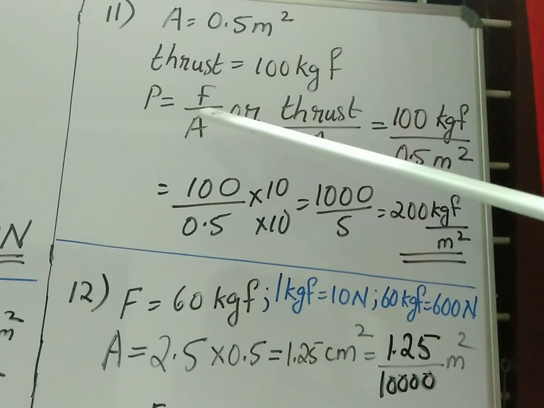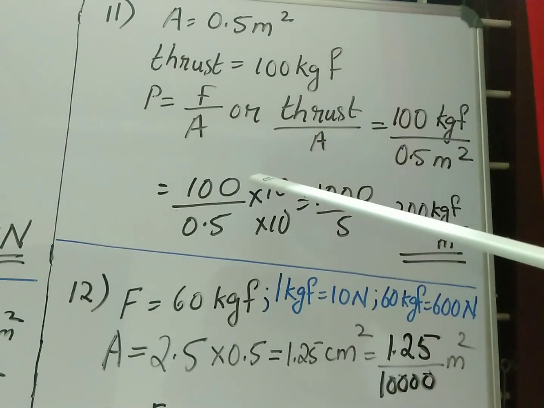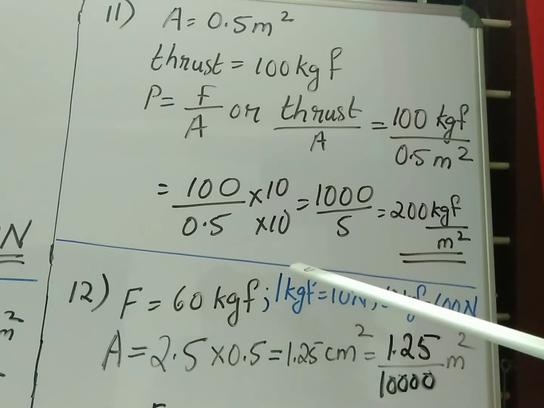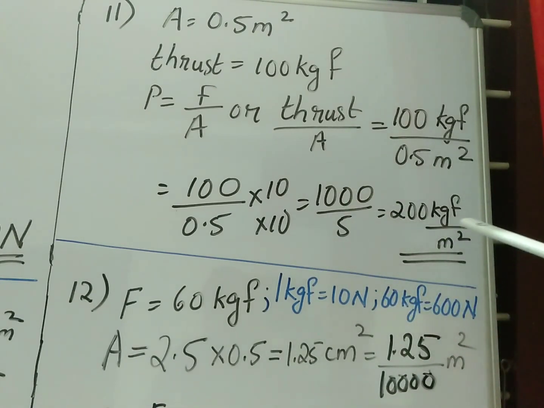So here you can see pressure is equal to force by area, 100 by 0.5. To change the decimal, multiply by 10. Both numerator and denominator will get 1000 by 5. You will get 200 kilogram force per meter square.